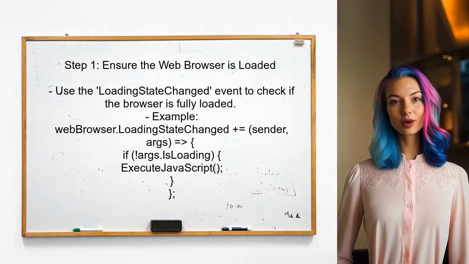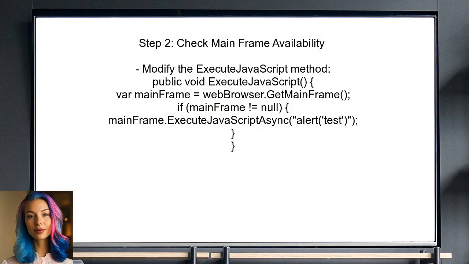To address the user's issue, we need to ensure that the JavaScript execution is happening in the correct context. First, the user should confirm that the web browser control is fully loaded before attempting to execute any JavaScript. Next, the user should modify the method to execute JavaScript only after confirming that the main frame is available. This can be done by checking if the main frame is not null.